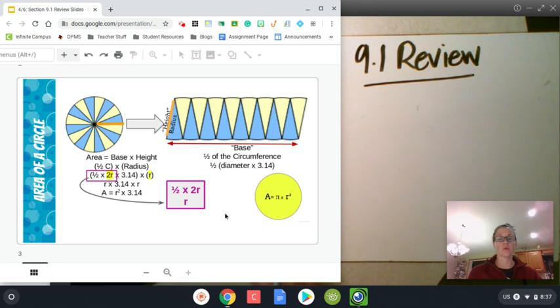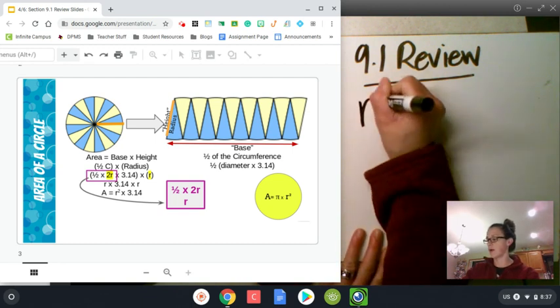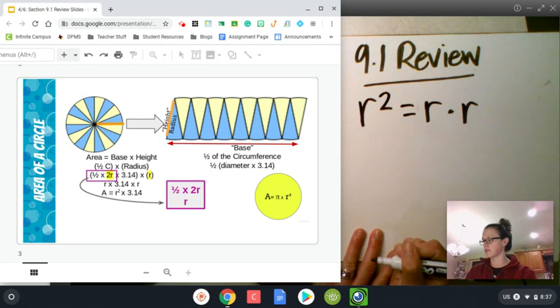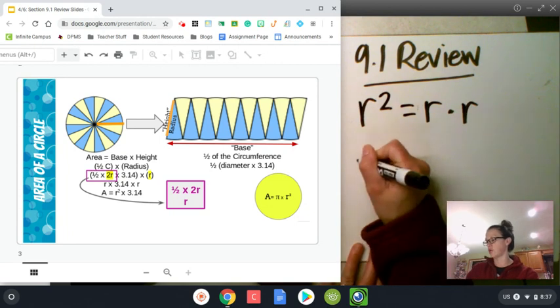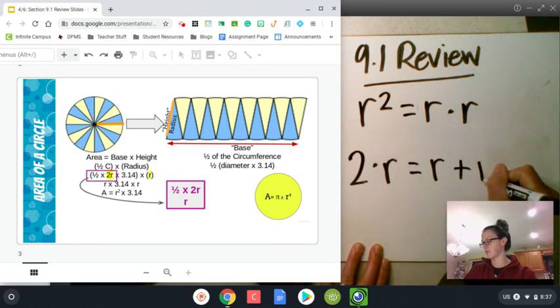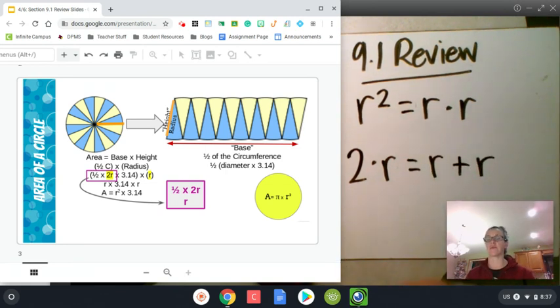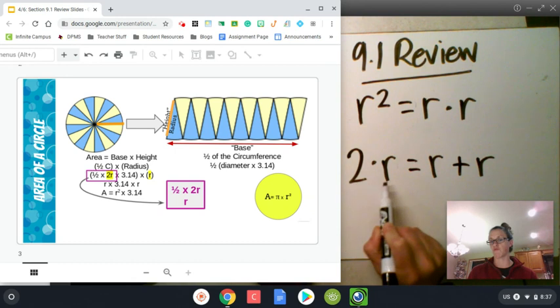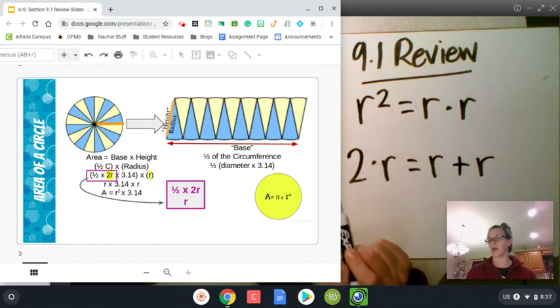Remember, radius squared and 2 times the radius are different. Radius squared equals the radius times the radius, whereas 2 times the radius is the same thing as radius plus radius. Common mistake that we see a lot of students make, so make sure you're paying attention to the difference. You would use 2 times the radius in a circumference formula, radius squared always for the area formula.